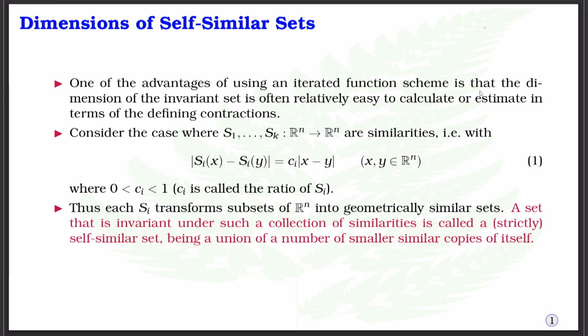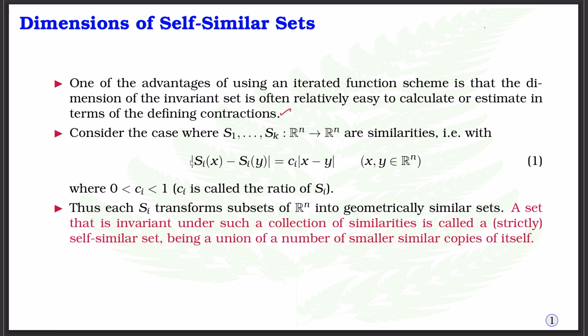Now we are going to prove some result. Along with the result, one can conclude when Hausdorff dimension and fractal dimension are both equal. So for that we will discuss the dimension of self-similar sets. One of the advantages of using an iterated function scheme is that the dimension of the invariant set is often relatively easy to calculate or estimate in terms of the definition of contraction.